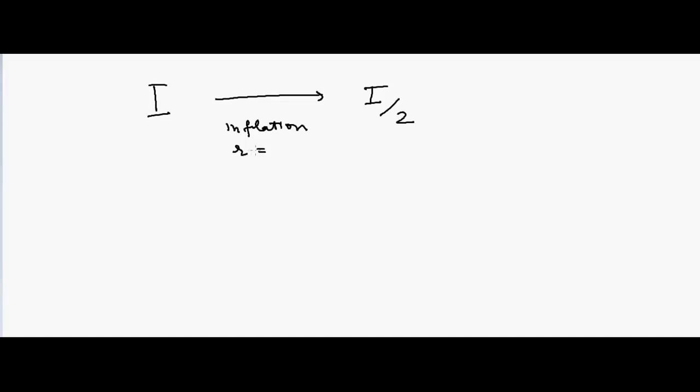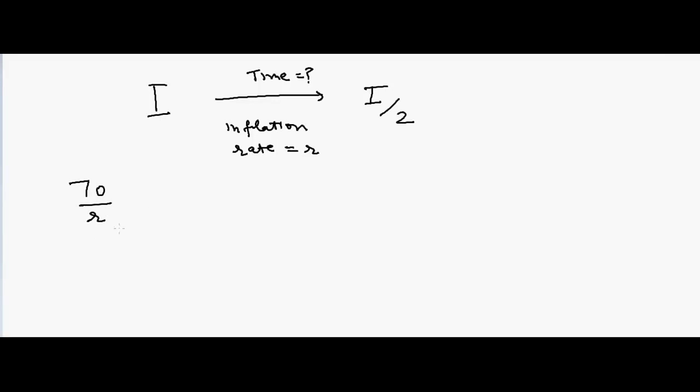So inflation rate is equal to R, and you want to calculate how much time it will take, right? So your investment is becoming half because of the inflation, and the rate of inflation is R. So how much time should it take for your investment to become half? So the simple trick to approximate the time will be to take the number 70 and divide it by R.